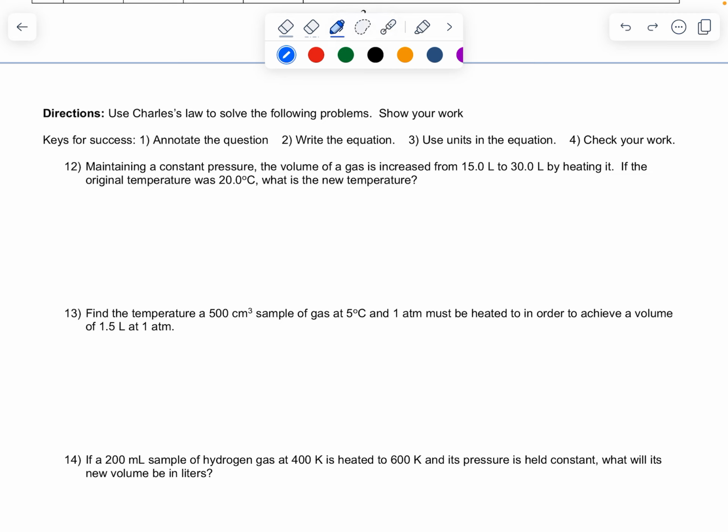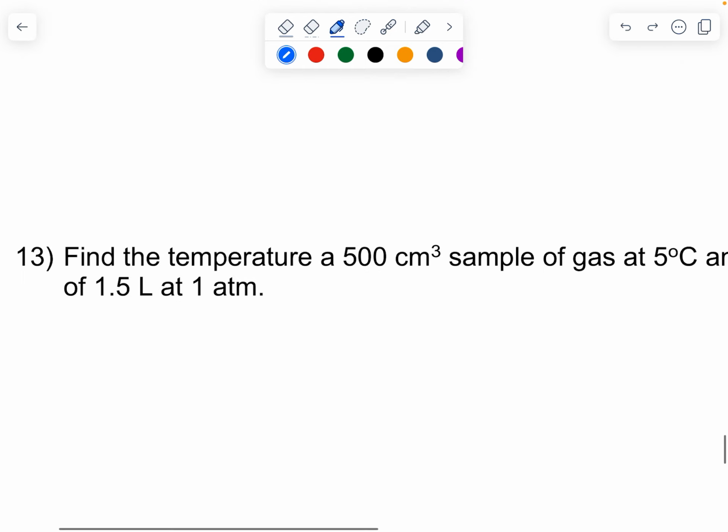And so I'm going to go ahead and do number 13. It's a little bit more of a challenging one, so that'll kind of help you out there, hopefully, by doing that one. So step number one, I'm going to annotate the question. What I mean by that is I'm going to write on the question. So it says find the temperature.